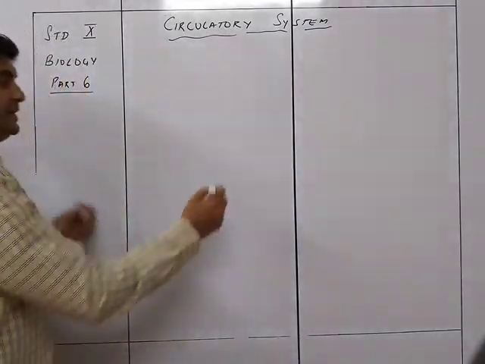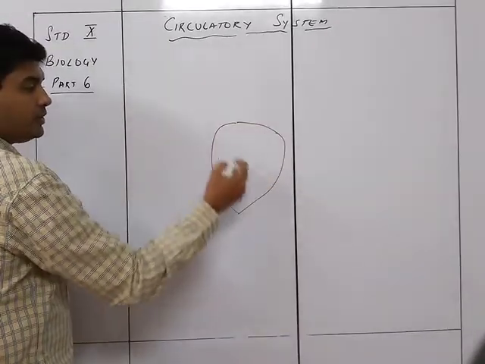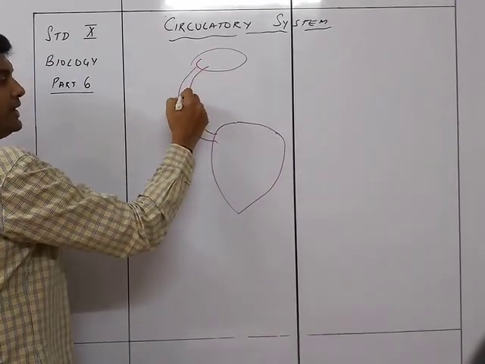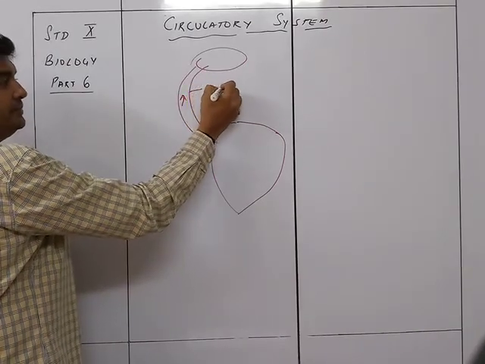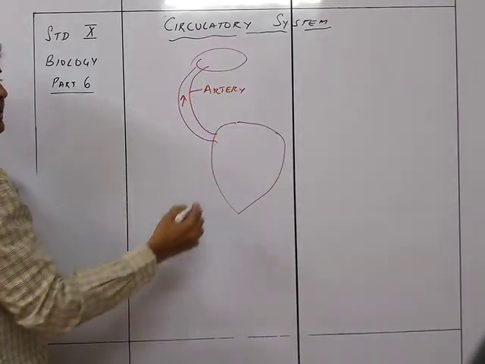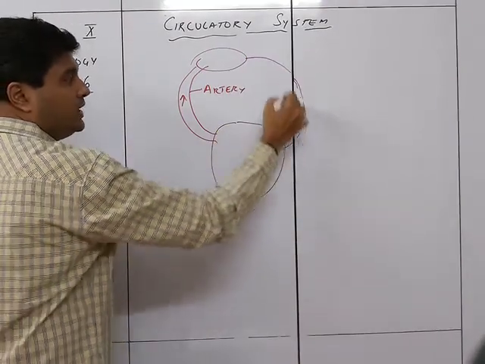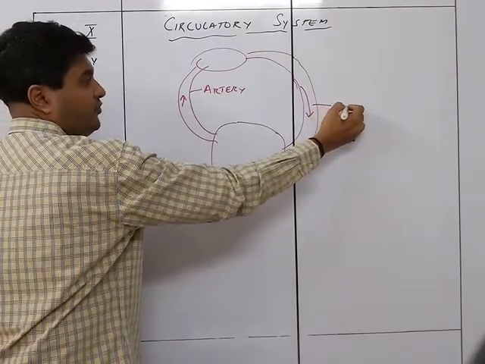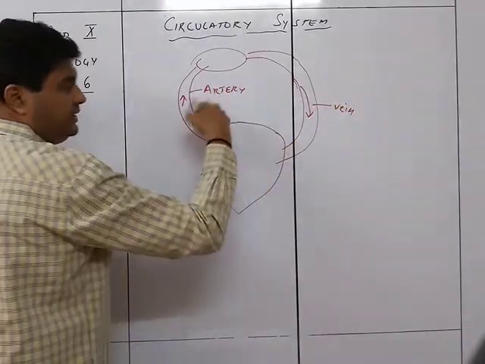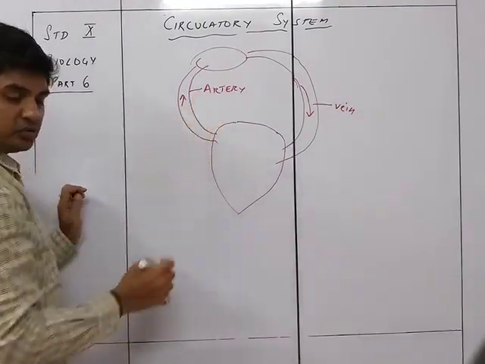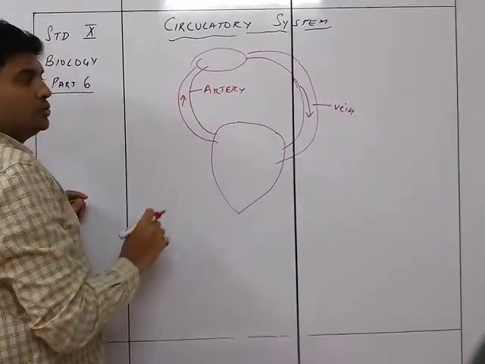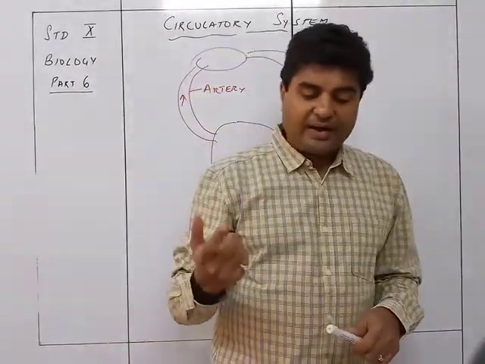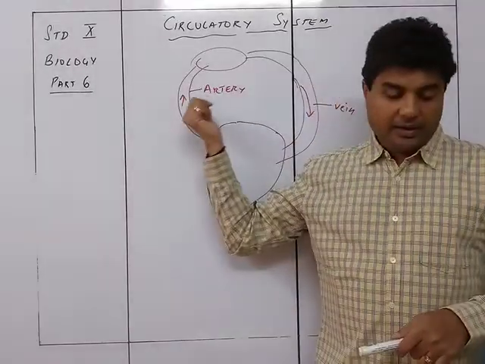So if this is the heart and this is the organ, and the blood is going from the heart to the organ like this, then this is the artery. And when it is going from the organ to the heart, coming like this, then it is the vein. Think of it that way, I made a schematic diagram here. So blood away from the heart to the organ is an artery.